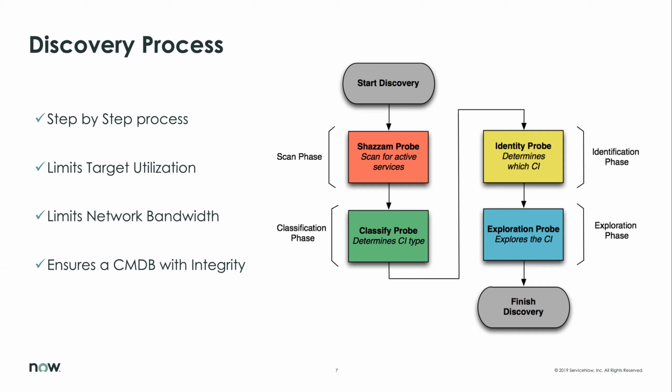Then we move on to the identification phase. Once we determine what we find, we identify whether it's already in the CMDB by using CI identifiers to prevent duplicates. This helps to ensure that each CI is unique. Again, we're keeping our CMDB healthy without duplicates. It's asking, hey, have we seen this before? If we haven't, then it creates a new configuration item in your CMDB, but if we have, it updates the CIs. The final phase is exploration.